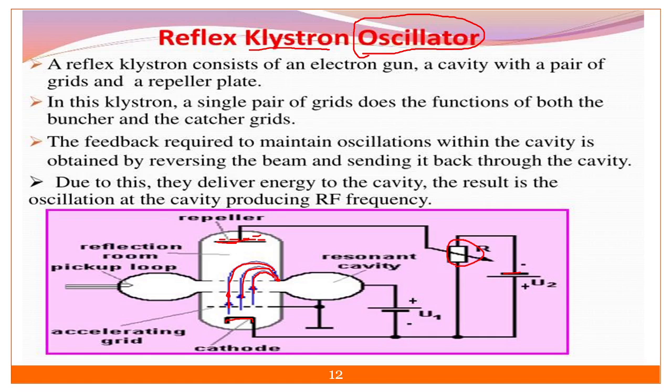We are forming the bunches of electrons at the same point. Due to that bunching, in the resonant cavity we are getting the resonance, and resonance will form oscillations. In the resonating cavity, we are giving the positive potential over there. So this is the simplest working of the reflex klystron.